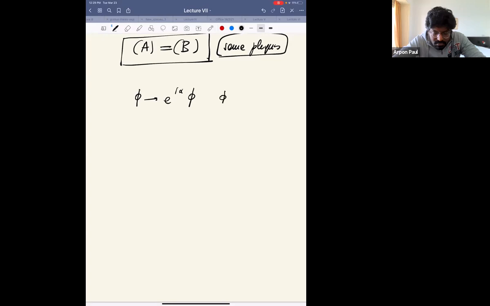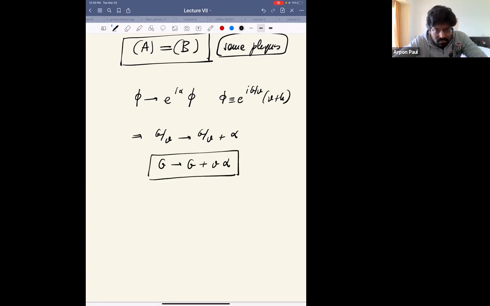But I wrote phi as e to the I g over V, V plus H. So therefore, G over V goes into G over V plus alpha, or G goes into G plus V plus alpha. That symmetry tells me in this formulation that it must be a derivative interaction, so as to keep the invariance.